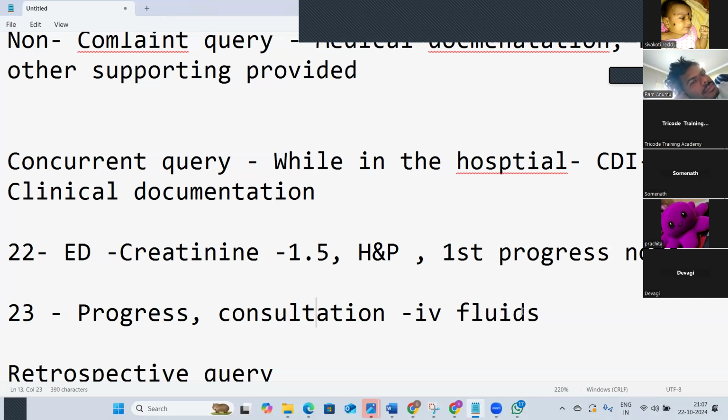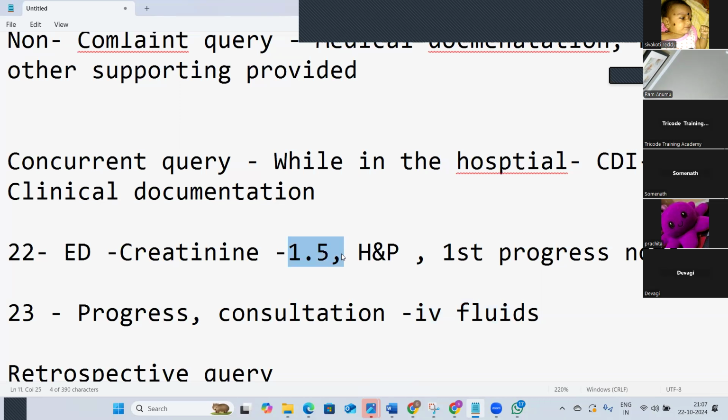Now the CDI coder will take this patient account and send a query to the physician: can you clarify that the patient has a creatinine of 1.5 and you are giving IV fluids? Can you confirm whether the patient has acute kidney injury or not? That is the responsibility, to clear that. The physician is missing documentation, right? He missed documenting the acute kidney injury.